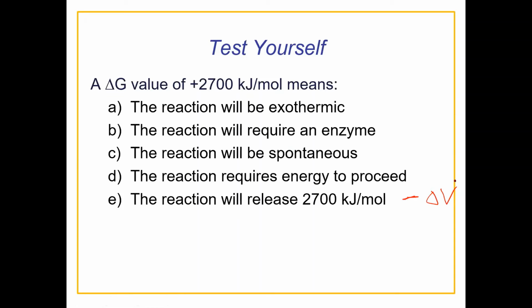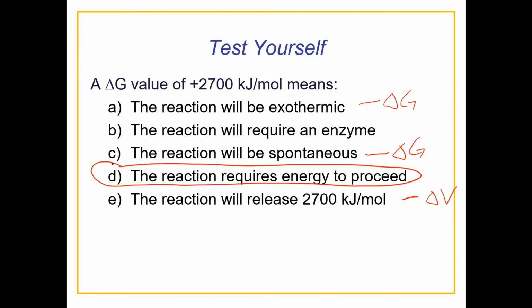The reaction will be exothermic. That's also a negative delta G. The reaction will require an enzyme. Well, most reactions require an enzyme, so I don't know how that's relevant. The reaction will be spontaneous. So that means energetically favorable, and that will be negative delta G as well. So that means that D is the correct answer. Requires energy. By definition, just what we said.